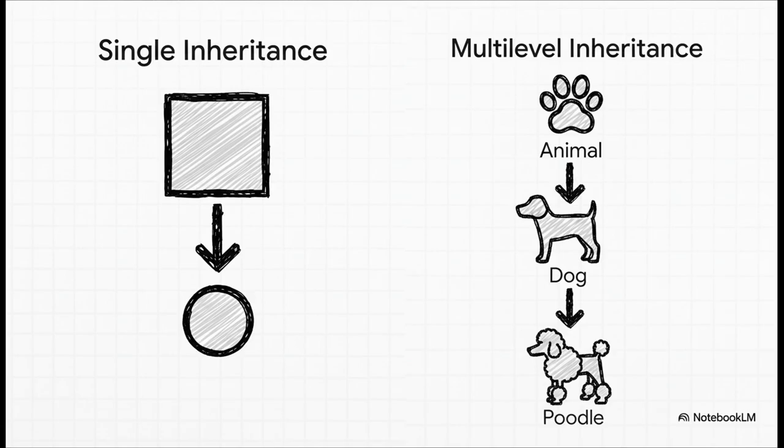And these family trees can have different shapes. The most common is single inheritance, which is just a direct parent-to-child link. But you can also create chains, which we call multi-level inheritance. So you might have a poodle class that inherits from dog, which in turn inherits from animal.